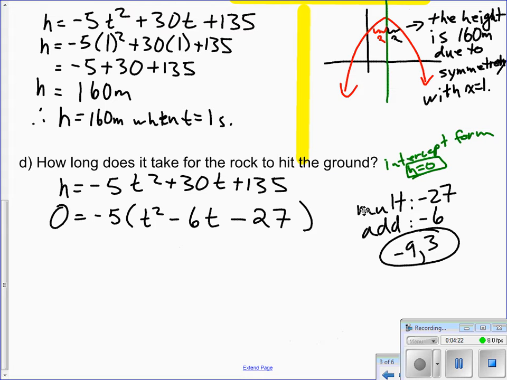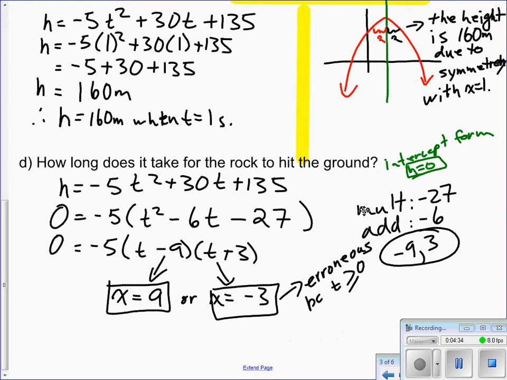So we pull out our minus 5, and we end up with t squared minus 6t minus 27. So we're looking for something that multiplies to negative 27 and adds to negative 6, which ends up being negative 9 and 3. So we end up with something like this, negative 5, t minus 9, t plus 3. And when we solve, we end up with x is 9 and x is negative 3.